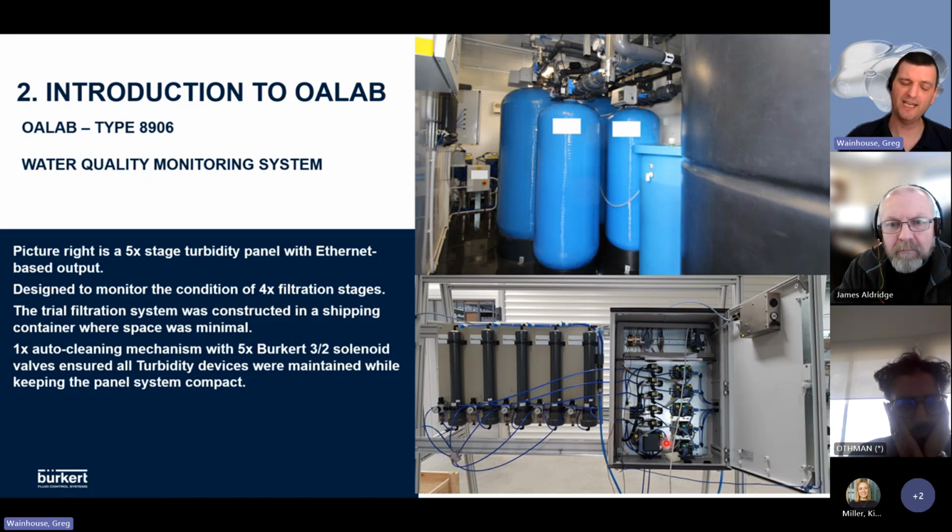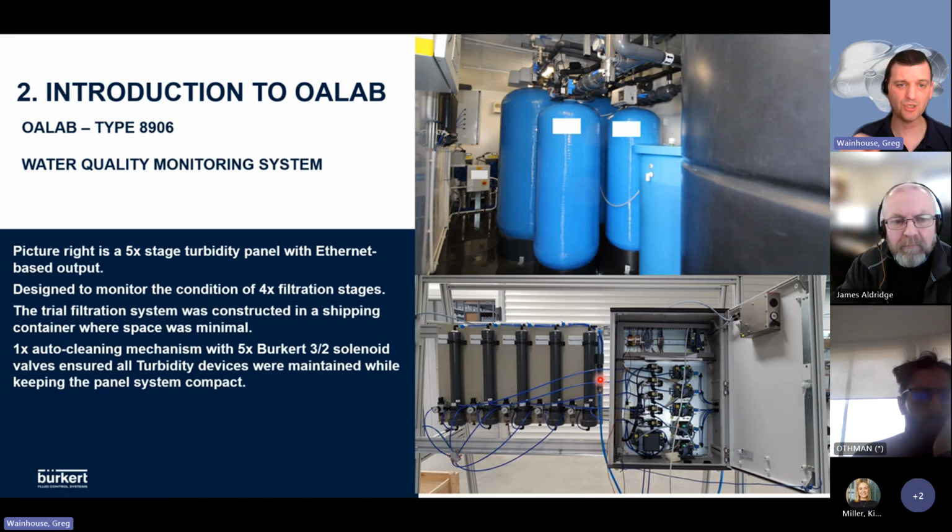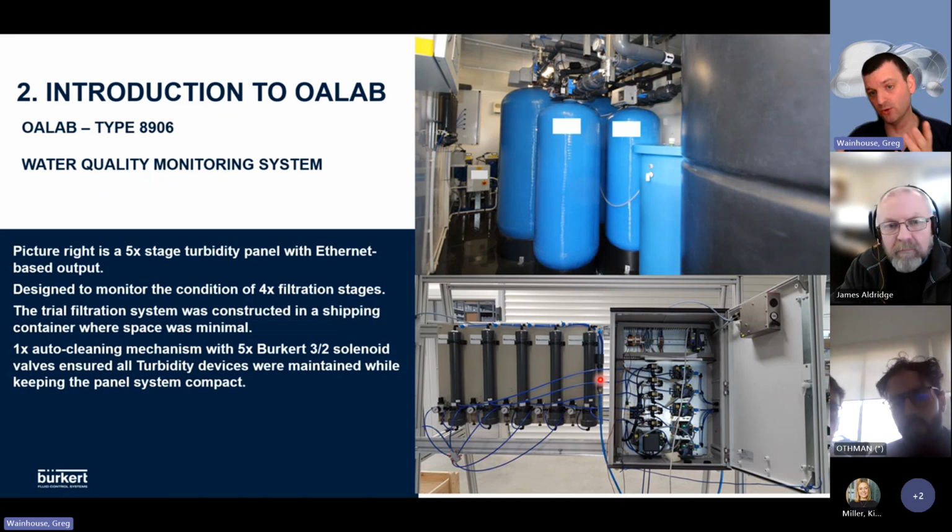And rather than having 7 cleaning mechanisms, we just had a single cleaning mechanism to keep the optical sensors clean, but we deployed 5 of our 3-2 solenoid valves, and we had a graphical program on board that routed the cleaning chemicals to each sensor individually in turn, and that helped make the panel smaller. It also helped reduce the capital expenditure.